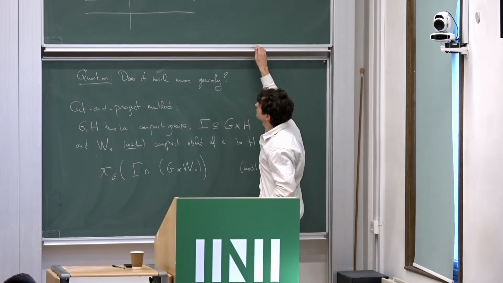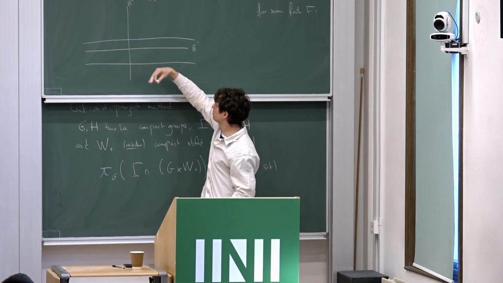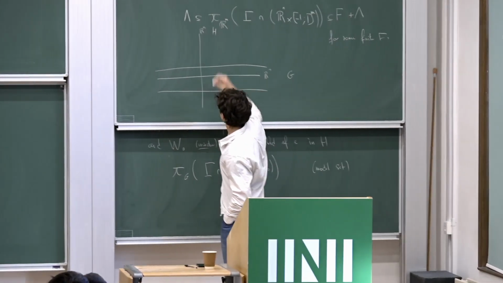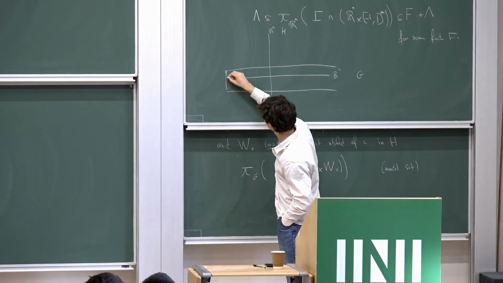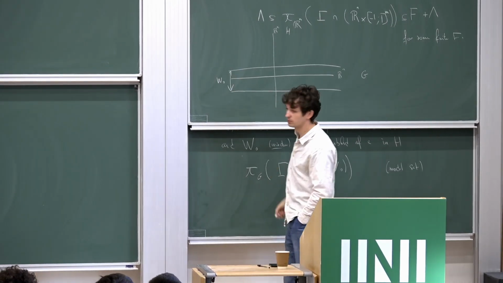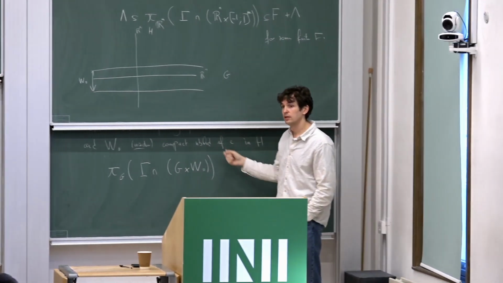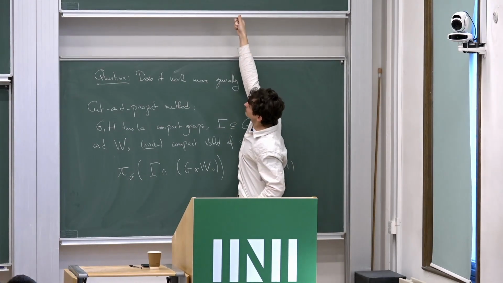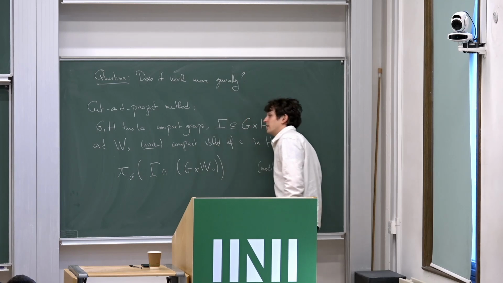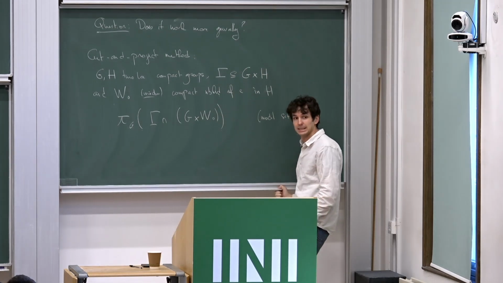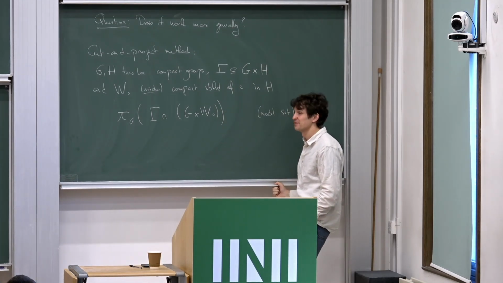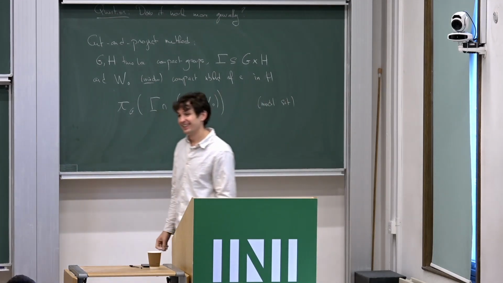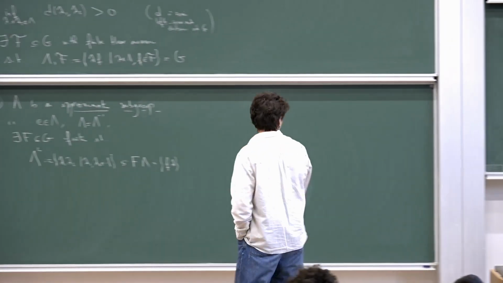So if I go back to my picture, gamma is the grid, this is my G, this is H, and this is the window W0. Could you please push the lower? Yeah. Is that enough? Okay.